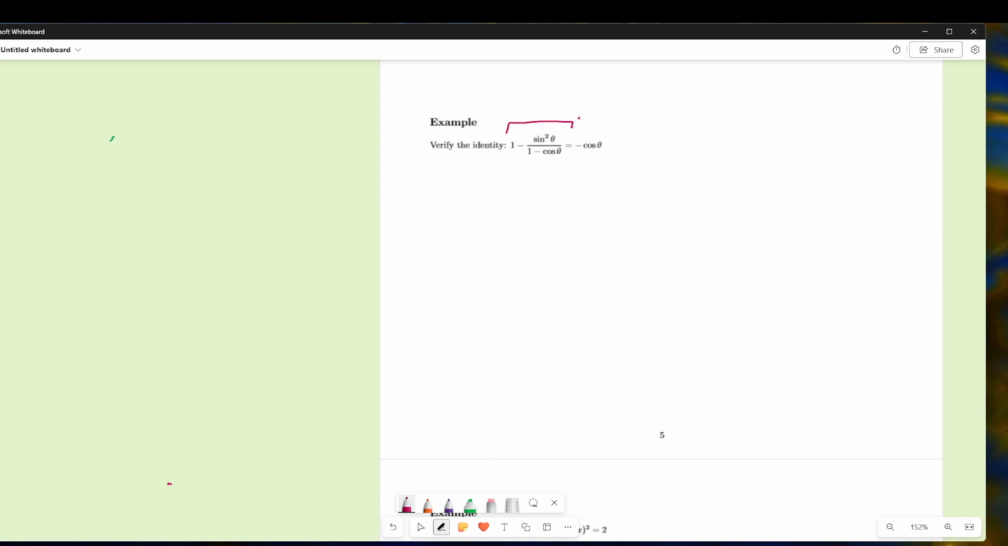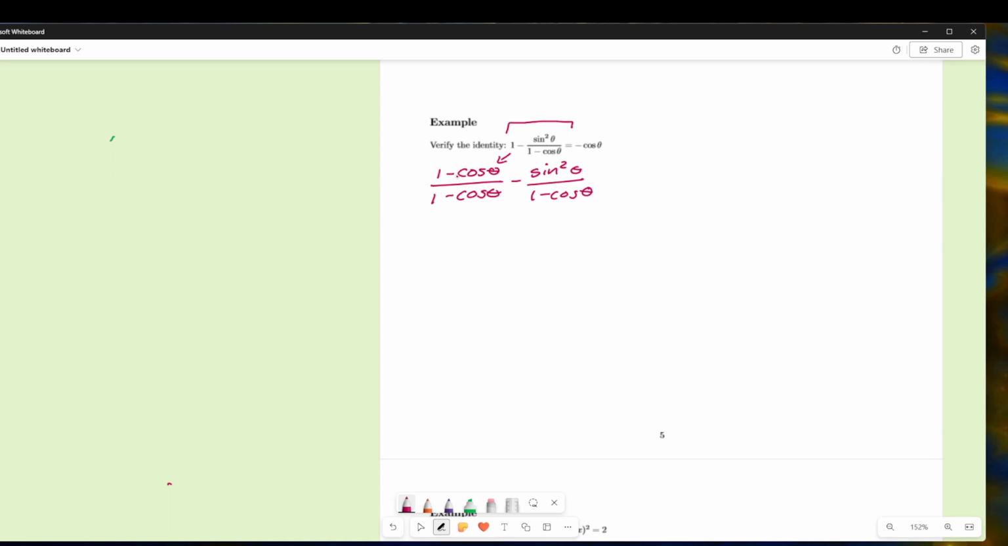So again, you're just looking for things that might be helpful. This is a fraction being subtracted by a whole number. So a tempting thing to do might be, hey, I'm going to get common denominators here and go 1 minus cosine theta over 1 minus cosine theta. That's 1. It's just with common denominators. Minus sine squared theta over 1 minus cosine theta. That might be a weird thing to do, and frankly, it is a little bit of a weird thing to do. But it might work.